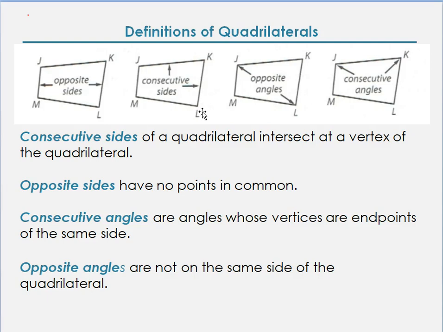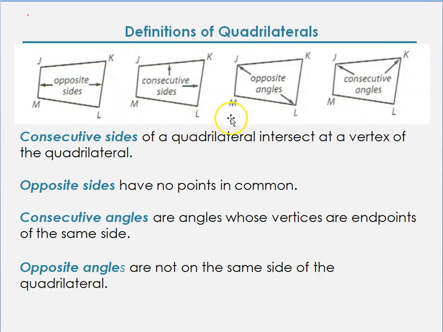Now the same figure can also have opposite sides. So we have opposite sides, JM and KL. They have no points in common. They share no points. They don't touch each other.